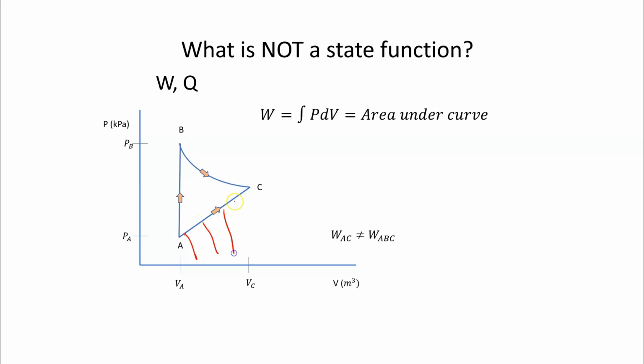These are arbitrary. The important thing is that it's pretty clear that there are different areas under both of these curves. For AC, here's the area. For BC, it's this bigger area. This is just visually obvious, and therefore we can say that the work going between these two paths is not the same. What does that mean? That means that this is path dependent.